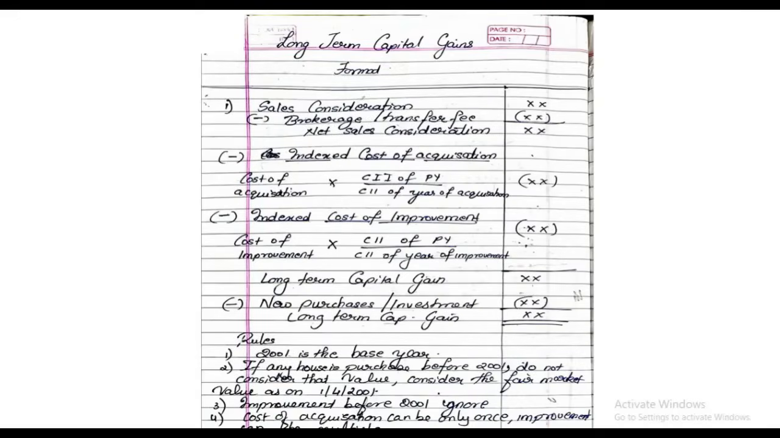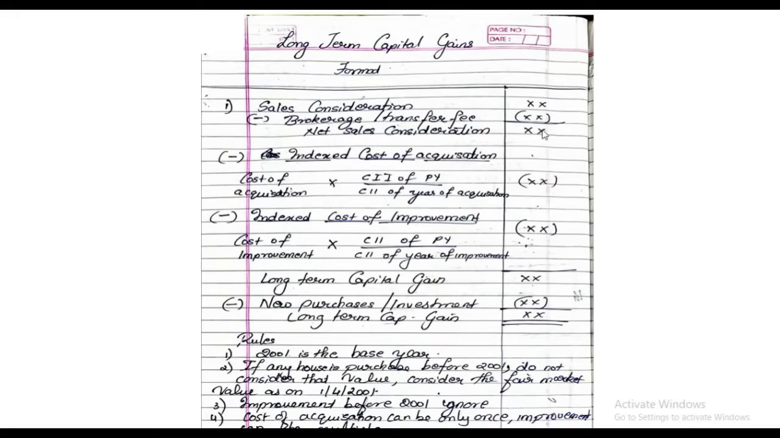Okay, now this is the format for solving the sum based on long-term capital gains. The sum will start with number one, sales consideration. That is the value at which you're going to sell your property in the previous year. Less brokerage or transfer fees, if any. So you subtract the brokerage from your sales, and you will get the answer as net sale consideration.